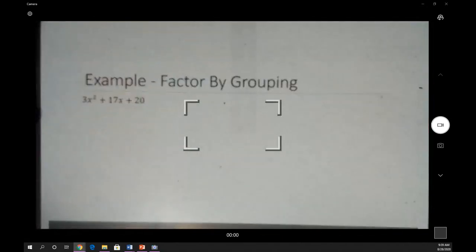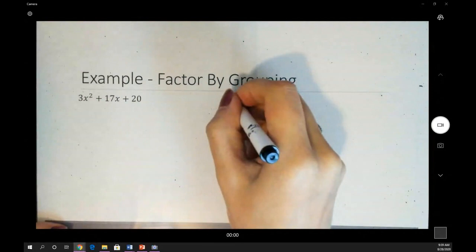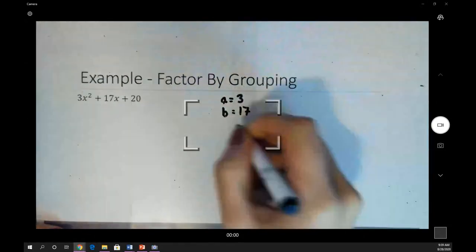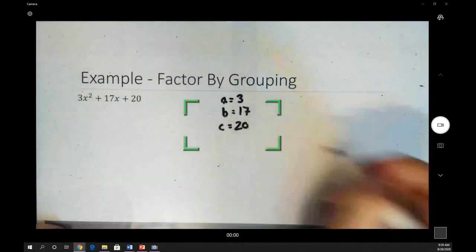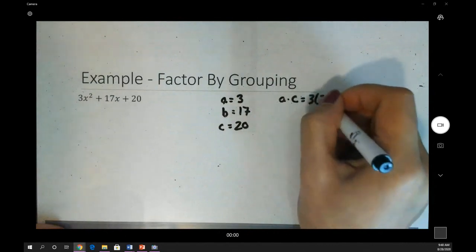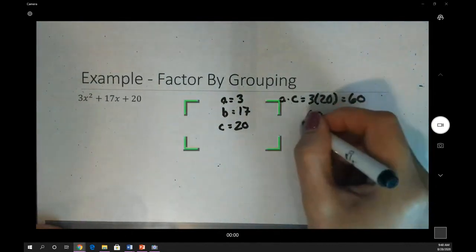Let's try another one. 3x squared plus 17x plus 20. First, we need to check for a greatest common factor. It doesn't look like we have a greatest common factor other than 1. So let's start our factoring by grouping. Our a value is 3. Our b value is 17. Our c value is 20. A times c is 3 times 20, which is 60. So we need to make a t-chart based on 60.